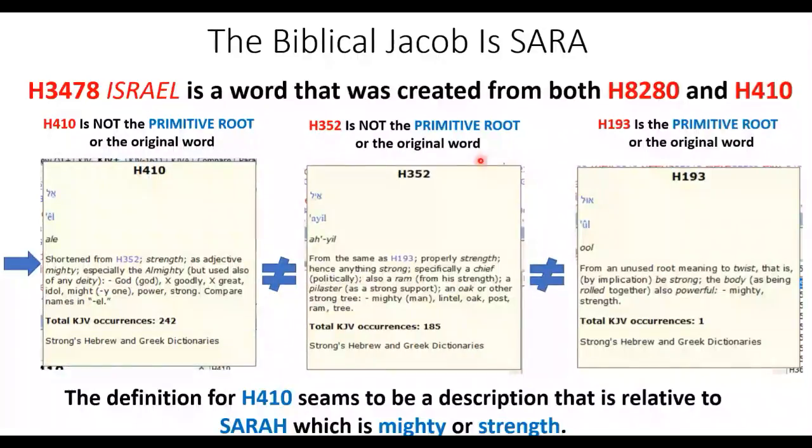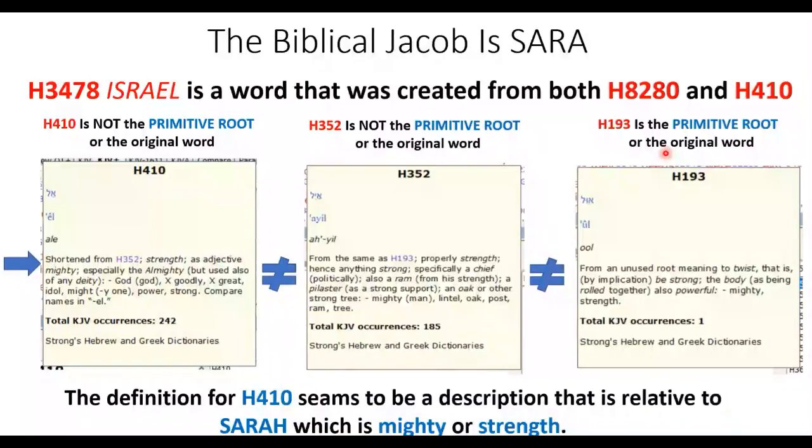And we look at H193 to see where this comes from, because none of these that we're reading are primitive roots, but all of it makes up the word Israel. So that word will be ul, from an unused root meaning to twist. That is, by implication, be strong, the body as being rolled together, also powerful, mighty strength. So all three of these connections give power to the name Israel, but it is not the prime root of Israel. So let's look at things a little more.